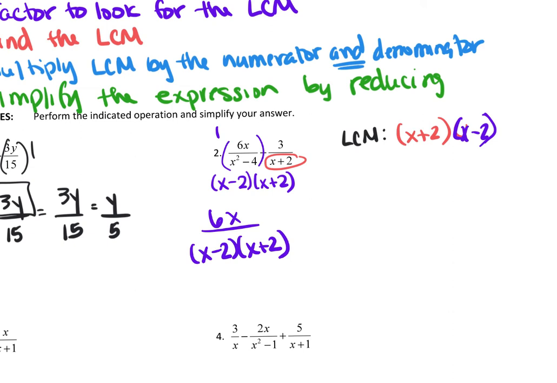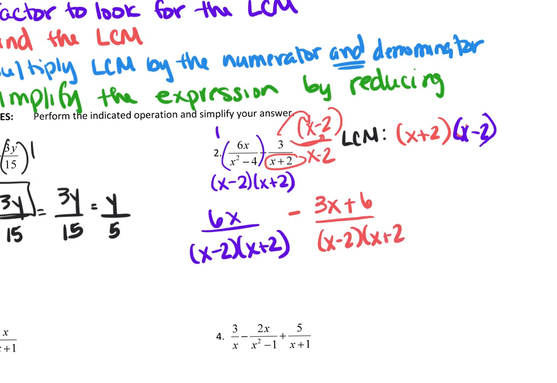Now, this side over here is missing the x minus 2. So I'm going to multiply top and bottom by x minus 2. So when I do 3 times this top, I get this. And it's a negative 3, by the way. So minus 3x plus 6, because it changes your signs, over the LCM, which is x minus 2, x plus 2. And remember, when we add fractions and when we add these common expressions, the bottom will not change. So the bottom is going to be the LCM x minus 2, x plus 2.